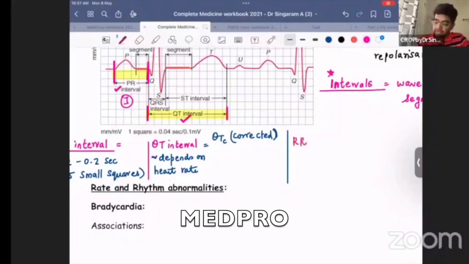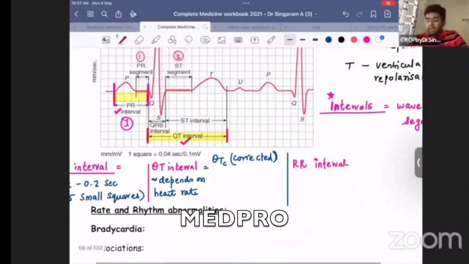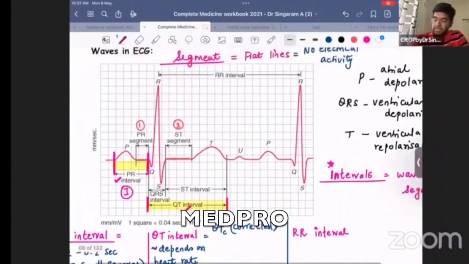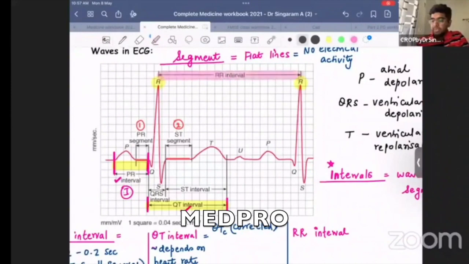RR interval. Okay. It is the RR interval. Can you see here? It is between one R wave, this is one R wave and this is the next R wave. The gap between the two R waves is what we call the RR interval. And that RR interval is a representation of the heart rate.